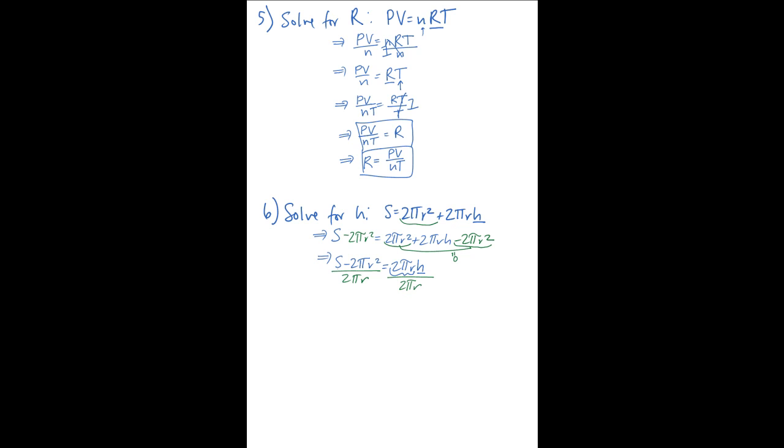So for example, on the left-hand side I have two pieces. I have an S and I have a minus 2 pi r squared. Both of those need to get divided by the 2 pi r. So what happens? Well, I have a 2 pi r on the top and a 2 pi r on the bottom here. So that divided by that just equals 1. We divide anything by itself, we just get 1. So what do we end up with here? On the left-hand side, we have S minus 2 pi r squared over 2 pi r. We can leave it like that, or if we prefer, we can divide each piece by the 2 pi r.